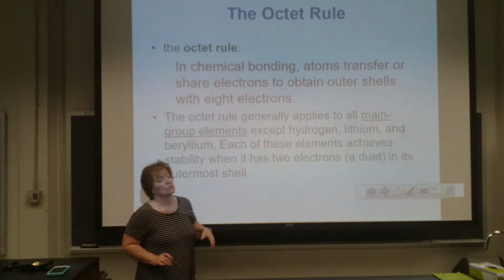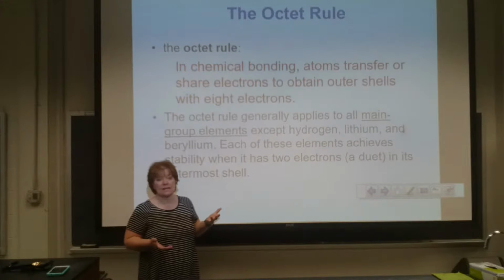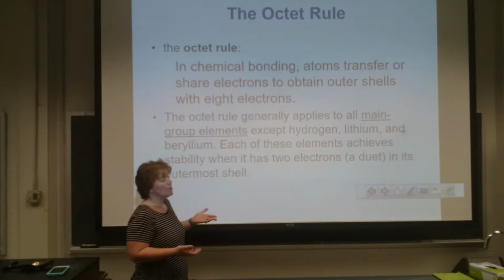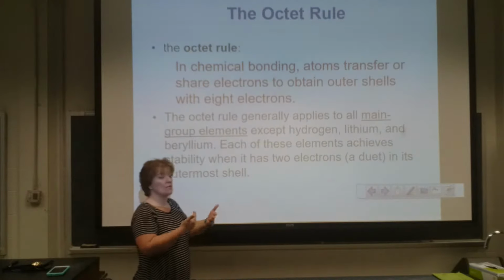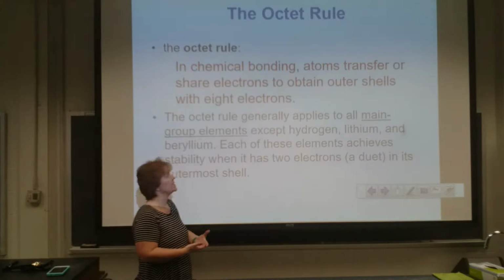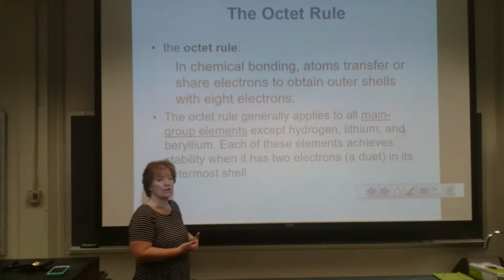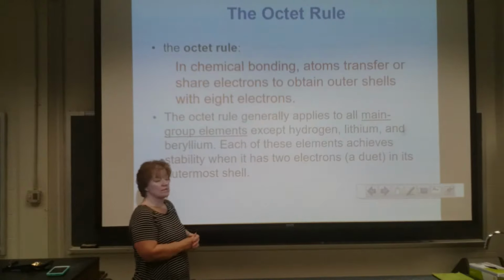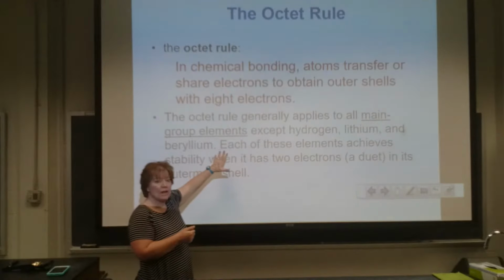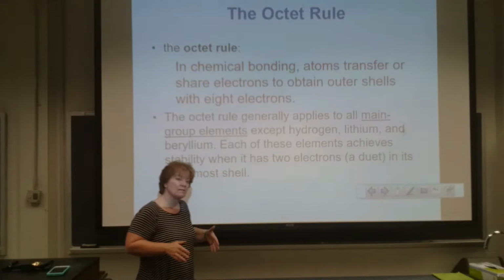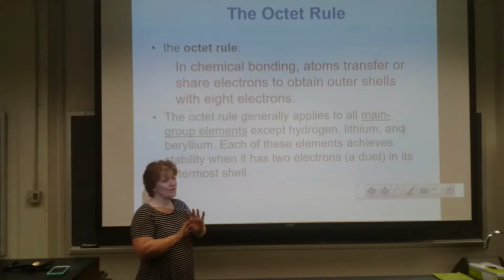So the octet rule, in summary, says that in bonding, atoms are going to transfer or share electrons so that at the end of the bonding, they've accomplished having a complete outer shell with 8 valence electrons, and that's why we call it the octet rule. Again, it applies to main group elements. Transition metals do weird stuff. We're not going to talk about them.